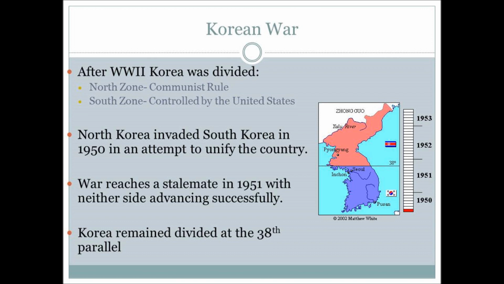The United States would not let that happen, and they sent in troops. The war reaches a stalemate in 1951. A stalemate means really no side was gaining land, no side was losing land, with neither side advancing successfully. And Korea remained divided at the 38th parallel. The 38th parallel, as you see on this picture at the right, is where Korea is split. To the north is communism. To the south is democracy. All right? And we will talk more about that tomorrow in class.